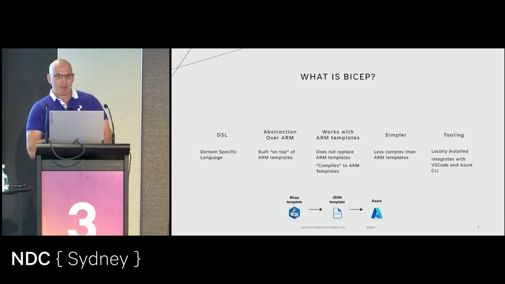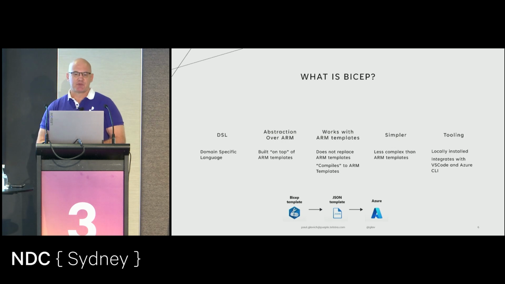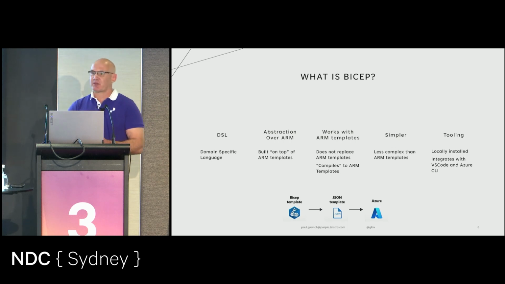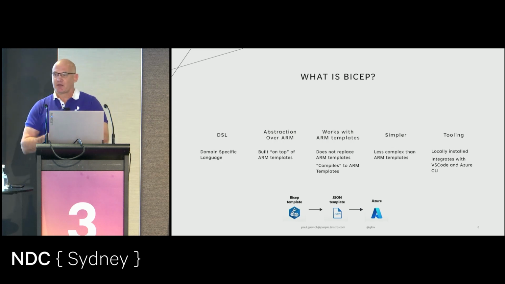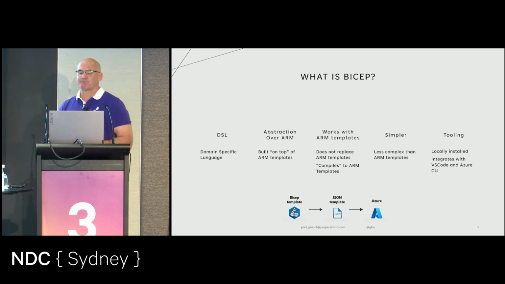So firstly, what is it? It is an abstraction over ARM templates. It's what's called a domain-specific language. And it works in addition. It doesn't replace ARM templates. It actually produces ARM templates. So you go from a Bicep file, you compile that to an ARM template, and that gets deployed to Azure. Conversely, you can actually go back from ARM templates to Bicep as well, and we'll see that a bit later on.